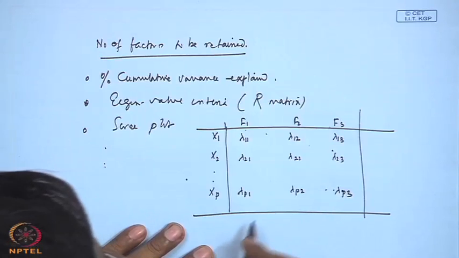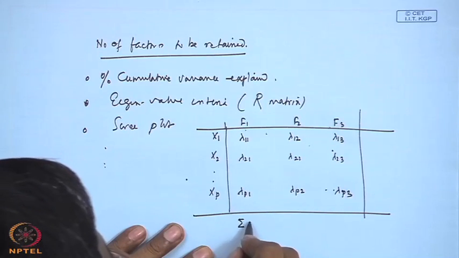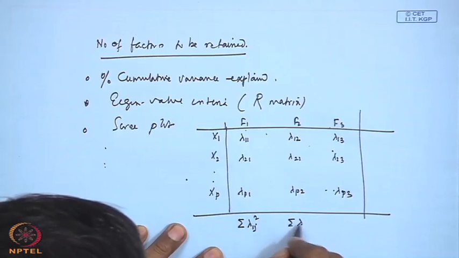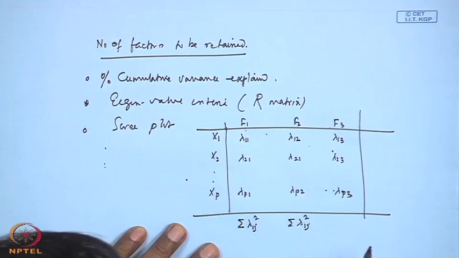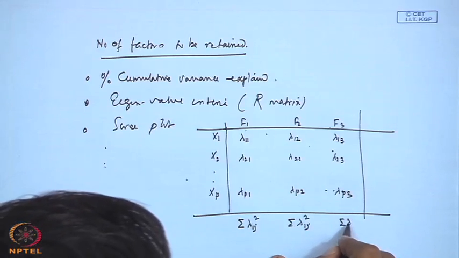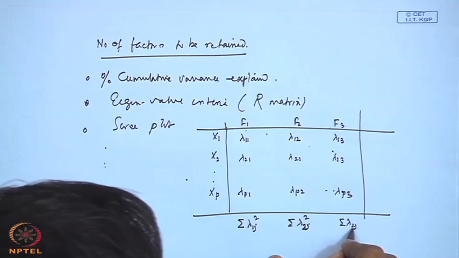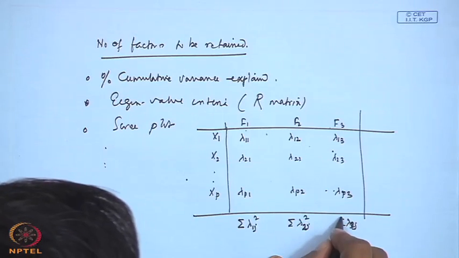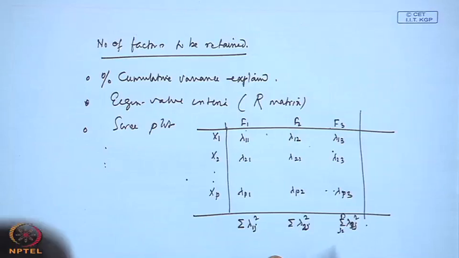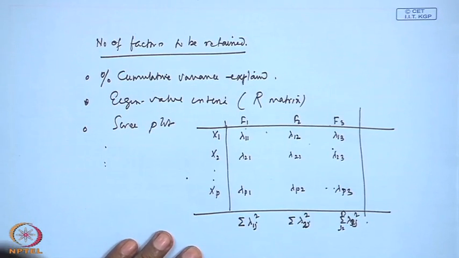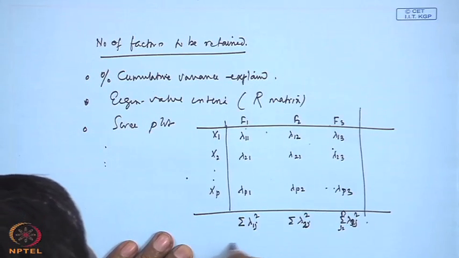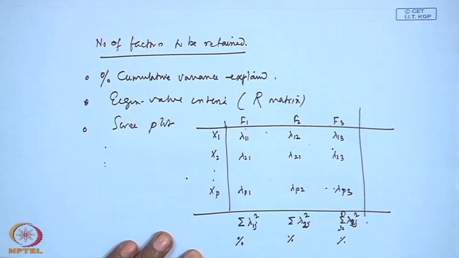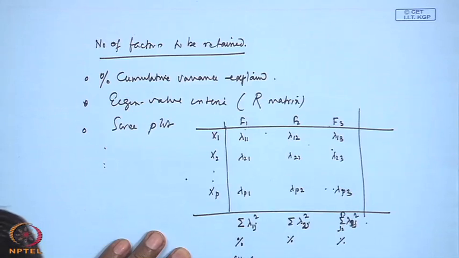If I say so, then you know the eigenvalues here. This is λ2j, λ3j, j equal to 1 to p, that squared. So, you find out what percentage each one is, what percentage it is, what percentage it is. Then you find out the cumulative percentage.